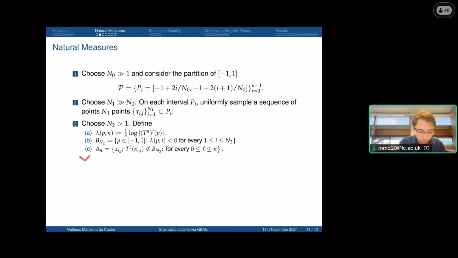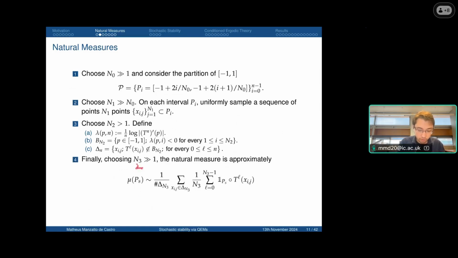And then finally, you will be defining this Delta_n as the points that never reach this neighborhood of the attractor. So you want to find just the points that are always close to the repeller. Not always, but up to time n. And what they do, there is yet another choice: an n3 that is much greater than 1.